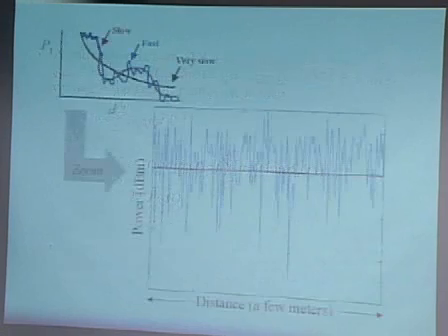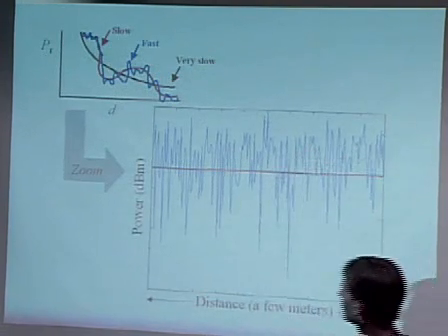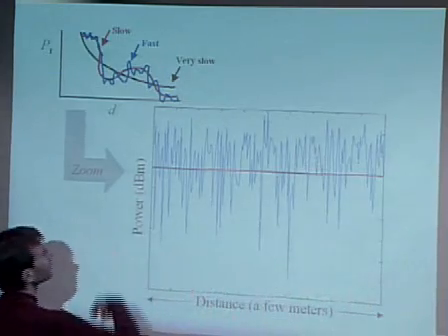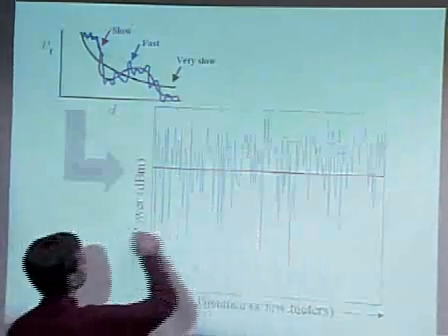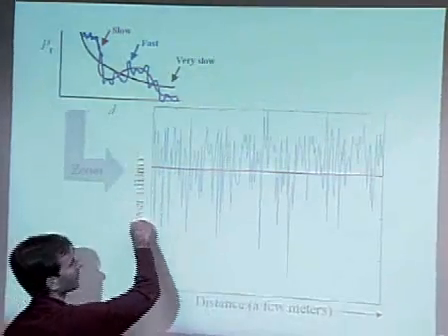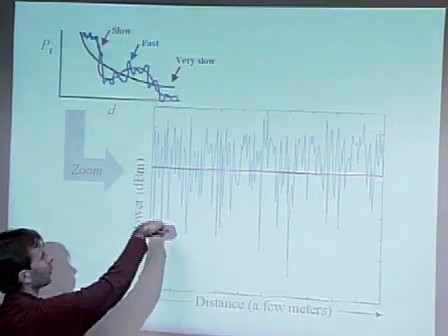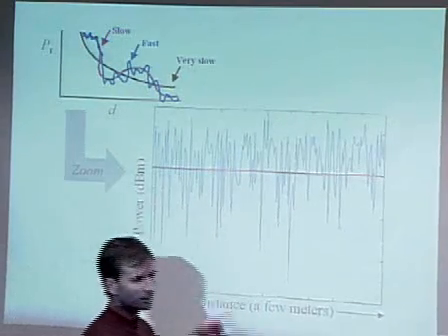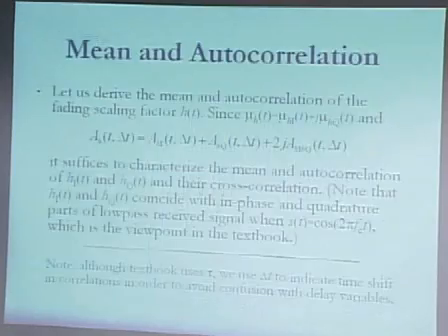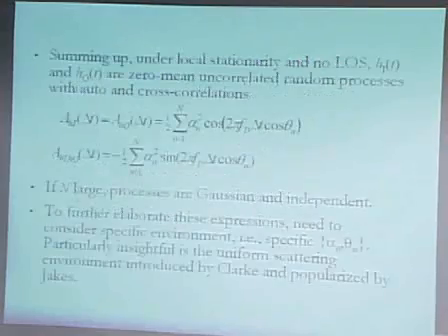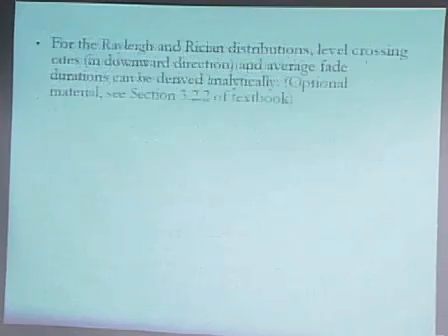Imagine this figure. You look at this fading process, and you ask how often this fading process is crossing a line over here. Imagine that you pick a certain level, minus 20 dB or something. How often every second is the fading going to cross this line? You can find expressions for what's called the level crossing rate. I'm not going to get into that; this is optional material.